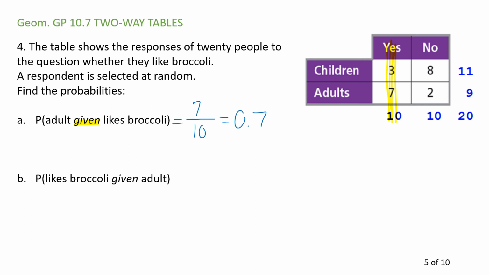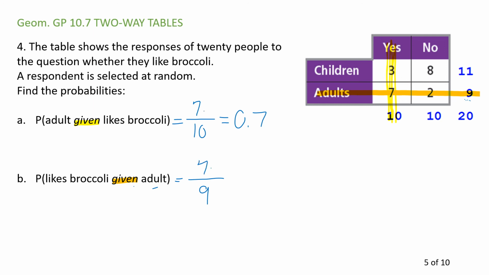How about the other way? Given that the person is an adult, I'm looking at just that column, or excuse me, that row. So among those people, among the 9 people who are adults, what percentage of them also like broccoli? Given that a person is an adult, what's the probability that they like broccoli?